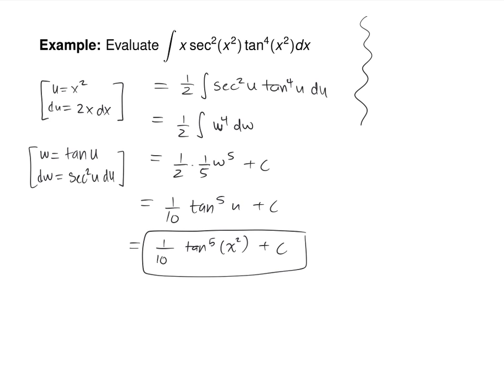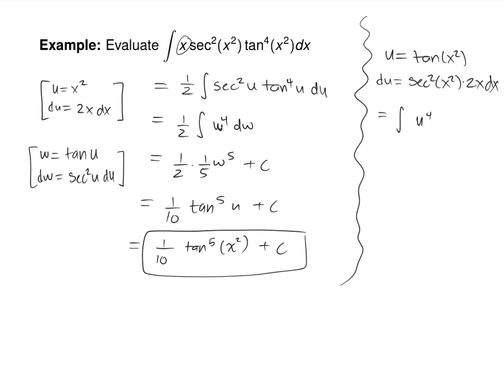If you wanted to do it faster, you could have let u equal tangent of x squared, that whole thing. What would du be in that case? Secant squared of x squared times 2x dx. And you see how this x is accounted for? And then it ends up being the integral of u to the fourth over 2 du, right? It's the exact same thing. So that's how Professor Fodry did it. She was just faster than I was. For some reason, two substitutions made more sense to me.